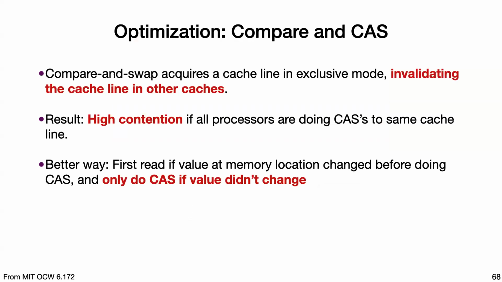As an optimization: compare and swap is expensive because it has to acquire the cache line, and then it invalidates the cache line in all the other caches. So you have to do the cache coherence protocol, and it causes some issues for performance if all processors are trying to do the CAS to the same cache line. A better way performance-wise is to first do a read at some memory location to check if it changed, and only try to proceed with the write if the value doesn't change. If you read it, it's not invalidated in the other caches because it's not taken in exclusive mode.